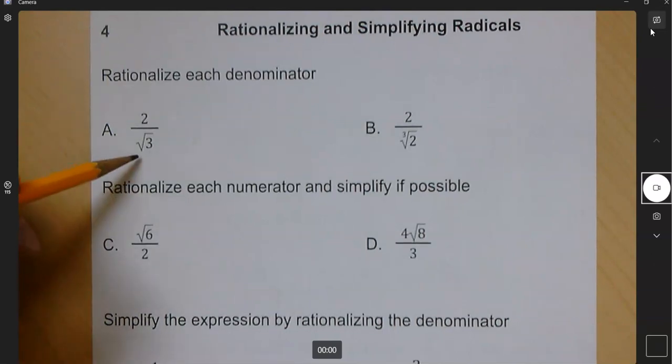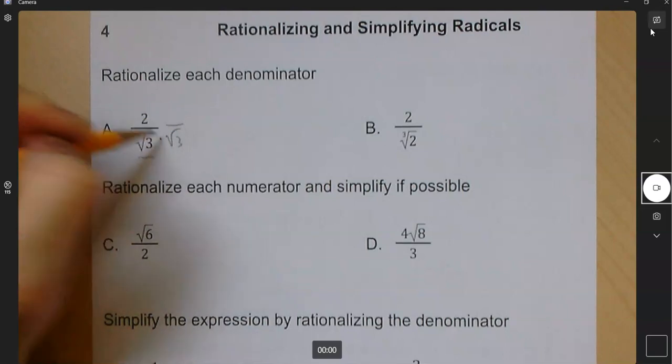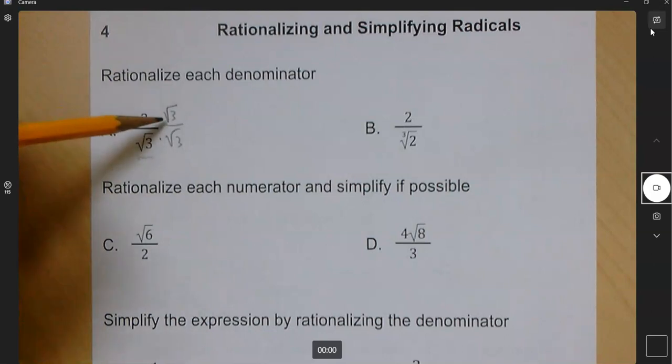If there is a monomial, a single root in the bottom, we're just going to multiply it by itself. And if I multiply the bottom of a fraction by root 3, I would need to multiply the top of the fraction by root 3. And multiplying by root 3 over root 3, that's just a fancy form of 1. That's why I'm allowed to do this.